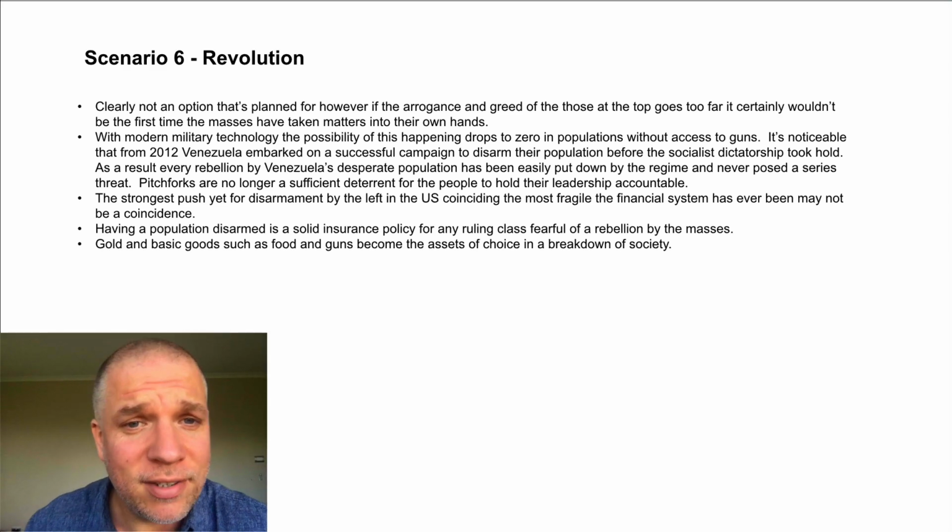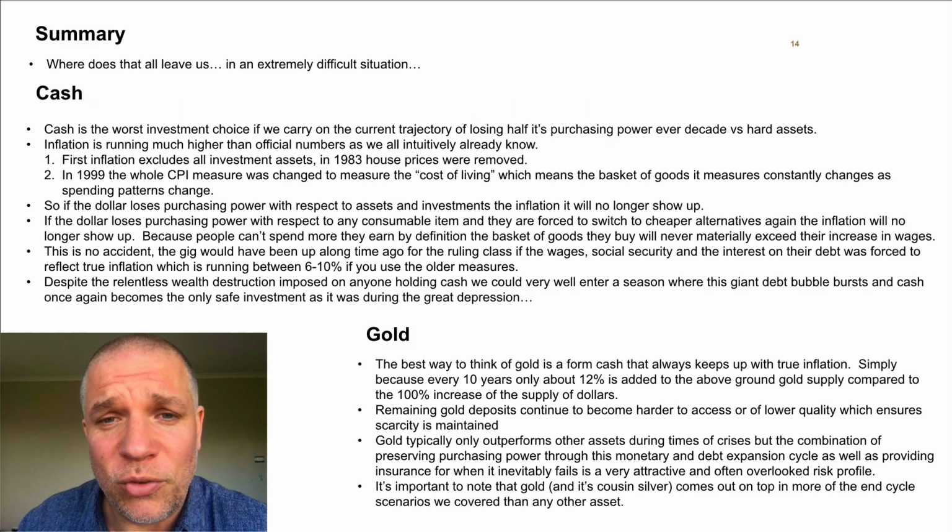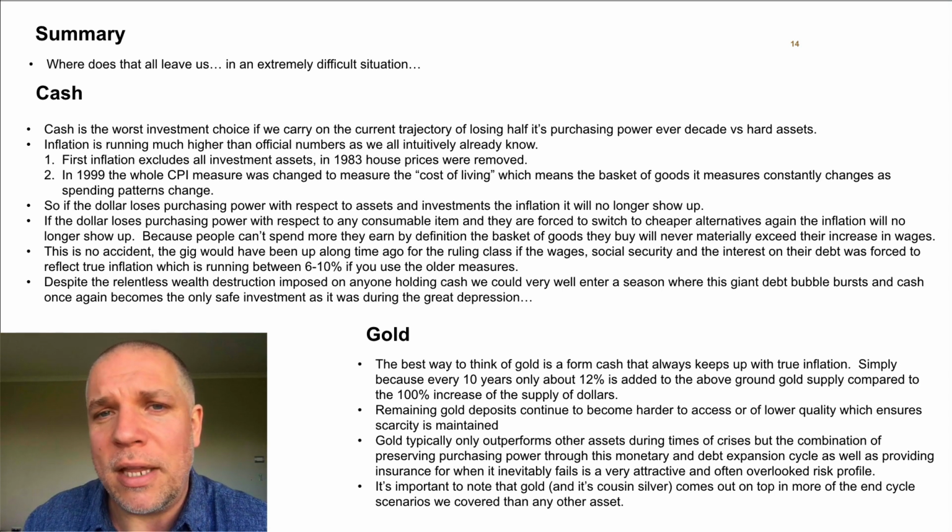So where does that all leave us? Well, the short answer is an extremely difficult situation, with so many unknowns. There's the timing. We don't know the timing. This debt super cycle could be coming to an end this year. It could be 10 years out. The can could be kicked down the road, and the current financial system could continue for potentially 10 years. So that's the first thing we don't know. Second, we don't know the scenario.